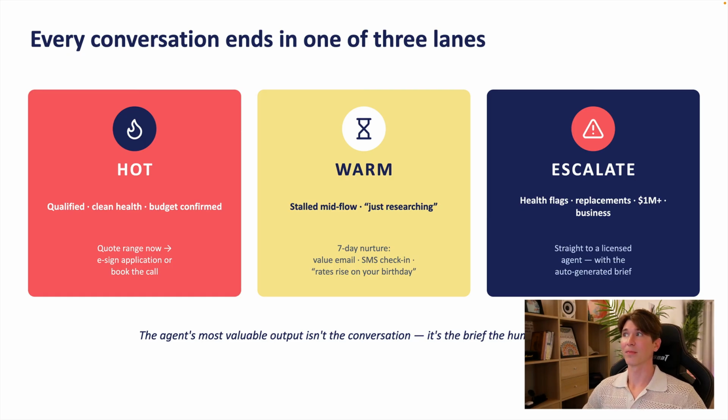And if the AI agent discovers that this is a big business, over $1 million they want to write, or their health flags or other important escalation keywords that it understands, then it can escalate this straight to an agent, and it will tell the agent and hand off to them with an automated brief exactly how this works. So the agent's most valuable output is the conversation is very useful, but the qualification for the human agent is even more important.